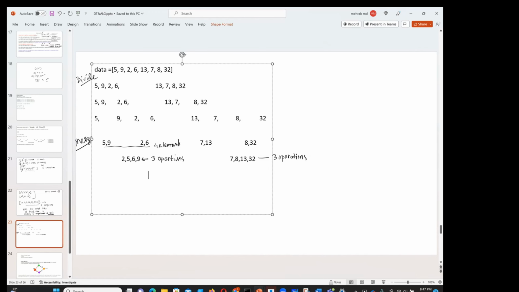Now I have two lists, right? So I need to merge this with this. How many elements in total? 8, right? Okay. Now if I merge, it will look like 2, 5, 6, 7, 8, 9, 13, 32, right? How many operations will I need here? 7 operations, right? Because there are 8 elements. Got it?